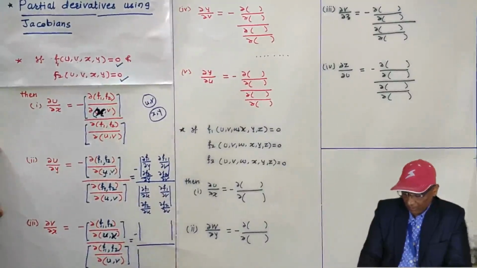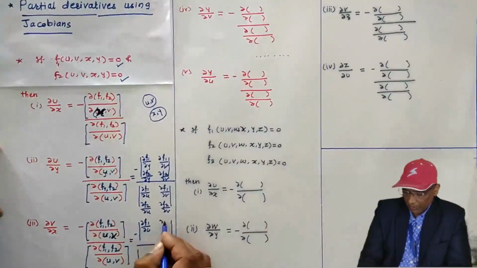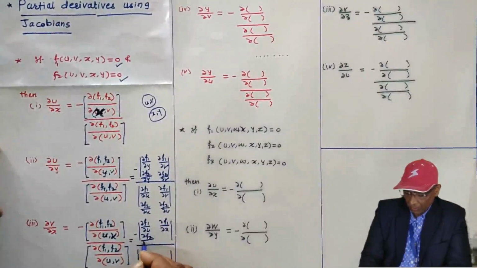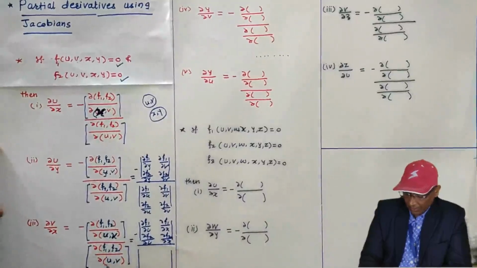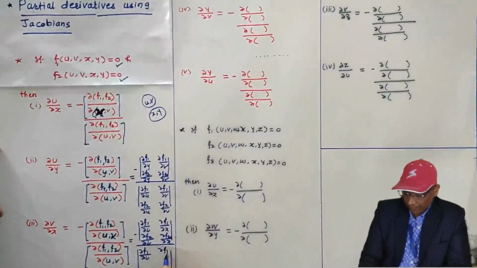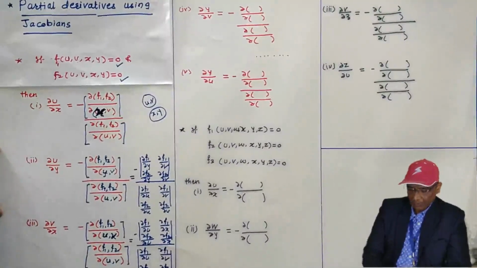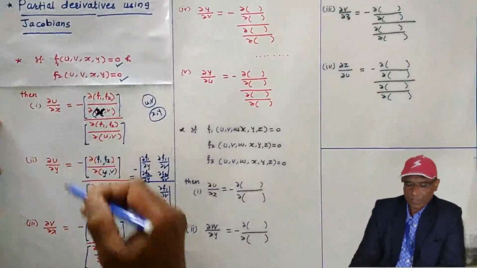So this can be written by the definition of the Jacobian: del f1 by del u, del f1 by del x, second row for f2: del f2 by del u and del f2 by del x. By the definition of the Jacobian I have written it. Now, all the possible partial derivatives you can write.